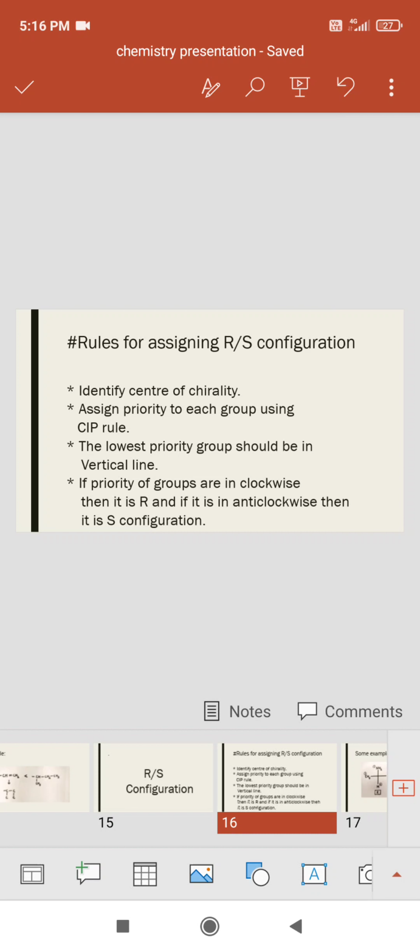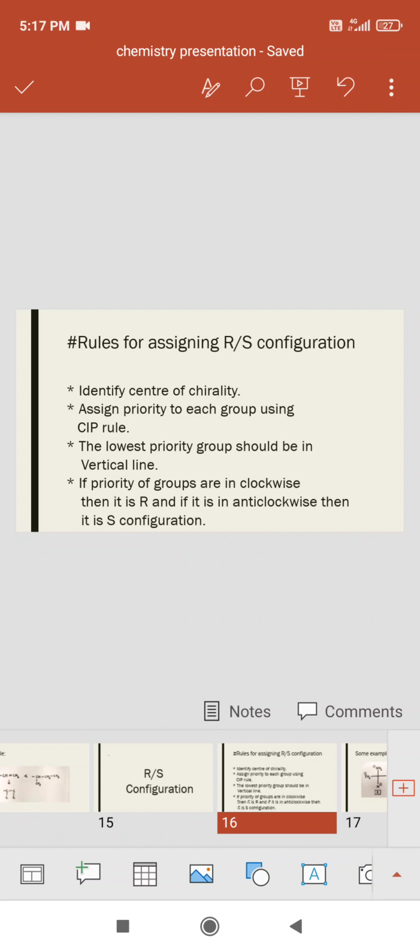First, identify the center of chirality, meaning all the atoms attached to the carbon are different. Second is assign priority to each group according to the CIP rule, as we have studied earlier. And the third is the lowest priority group should be on the vertical line, meaning in any group there are two lines, the horizontal line and the vertical line. In any group, we can consider hydrogen. If hydrogen has the least priority, then it should lie on the vertical line. Or any group which gets the least priority should always be on the vertical line.